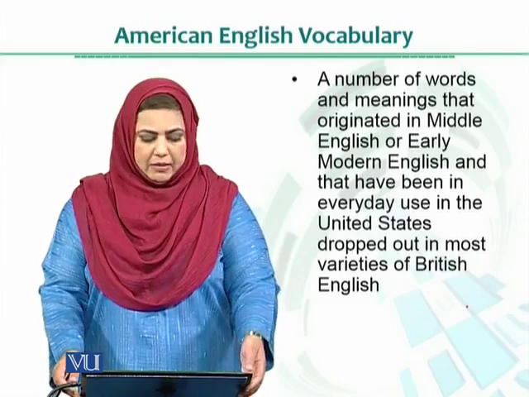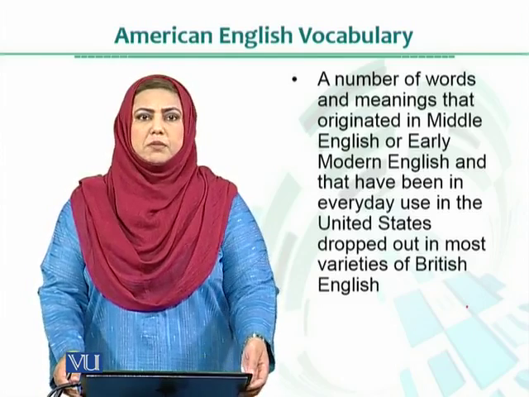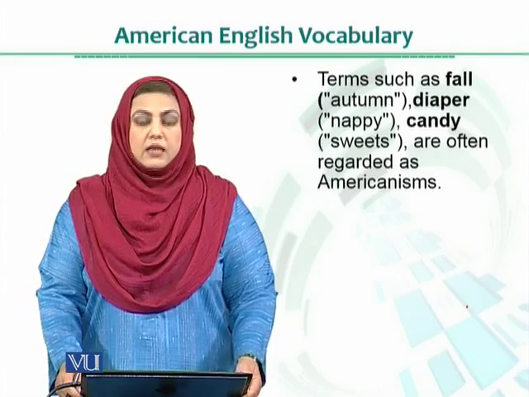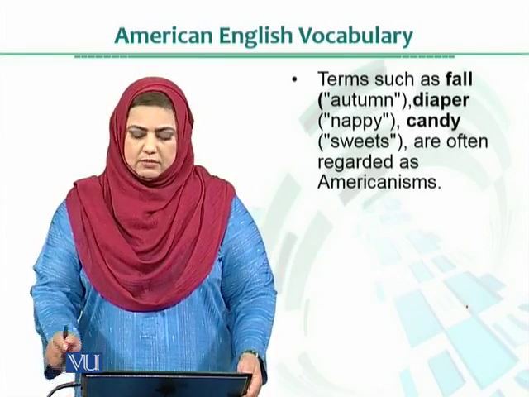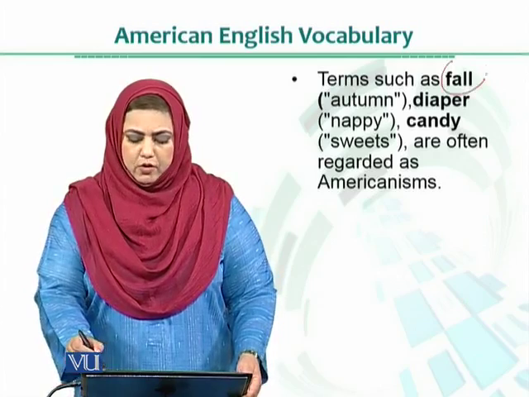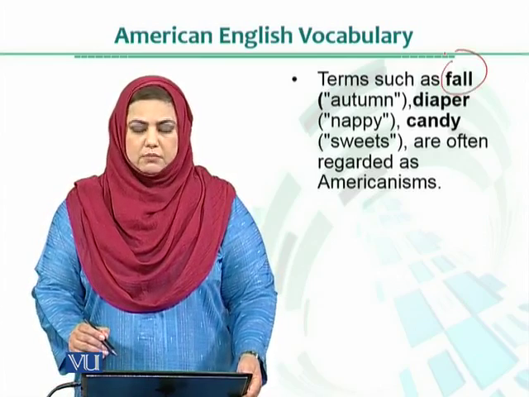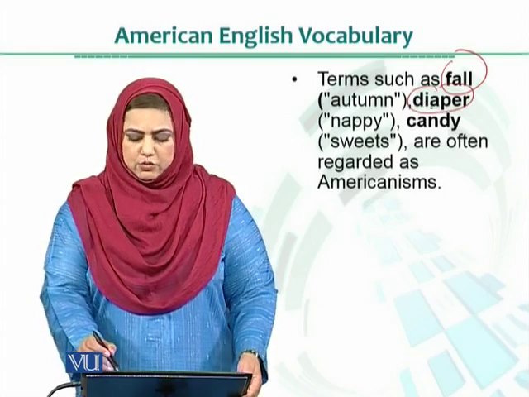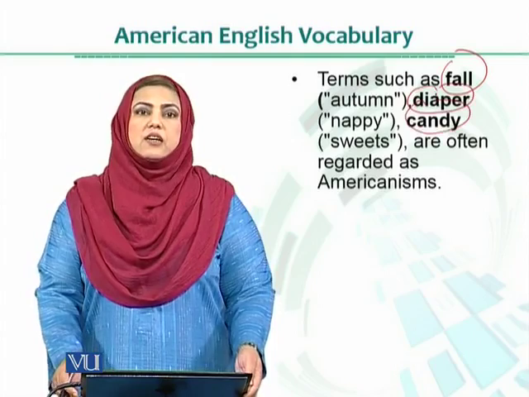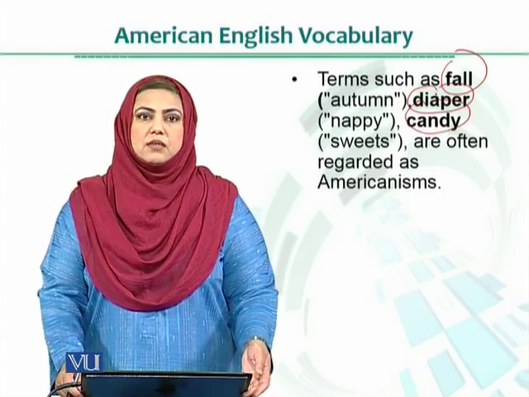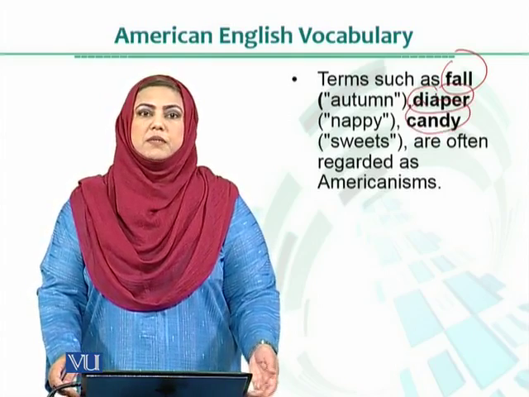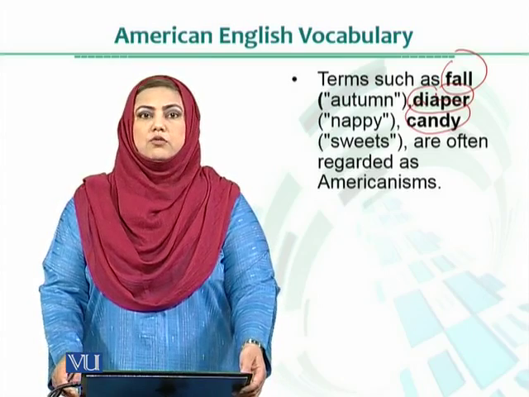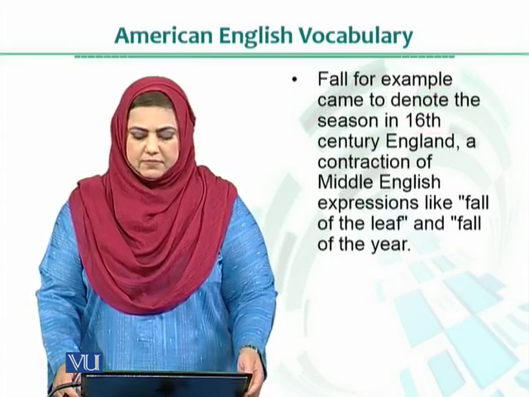Same is the case for the vocabulary. Certain items have dropped from the British vocabulary. They are still used in the American vocabulary. So, for instance, notice the term, if you look at the screen, fall, the term that is used for autumn, or diaper that is used for nappy, or candy that is used for sweets. These are often regarded as Americanisms because they have been used there regularly, whereas we do not find them in British English.